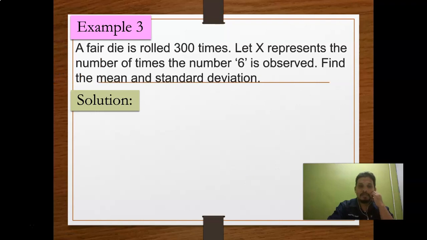A fair dice is rolled 300 times. A fair dice, I do believe that all of you have seen dice before, with 6 faces, and every single face has a value: 1 dot, 2 dots, 5 dots, and so on. When we play a game, we use the dice. So a fair dice is rolled 300 times. So this is the number of trials. Let X represent the number of times the number 6 is observed. Find the mean and standard deviation.